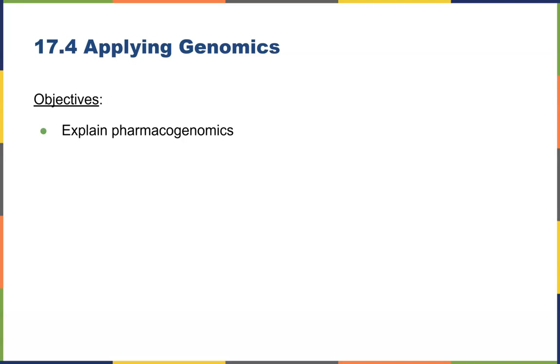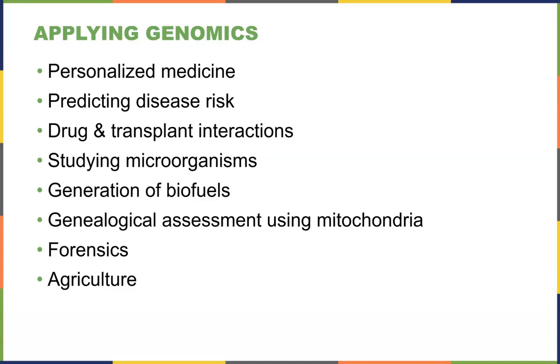All right, 17.4, applying genomics. We're going to look at pharmacogenetics here. So this one's pretty short. Pharmacogenetics and applying genomics are going to be very useful in personalized medicine and predicting diseases, and also drug interactions, or reducing an interaction, like if you had a transplant.